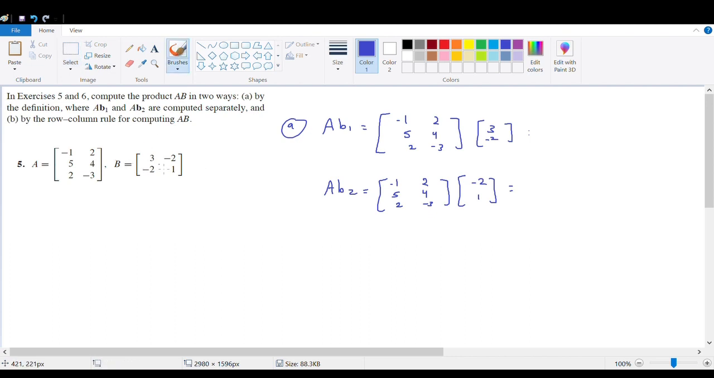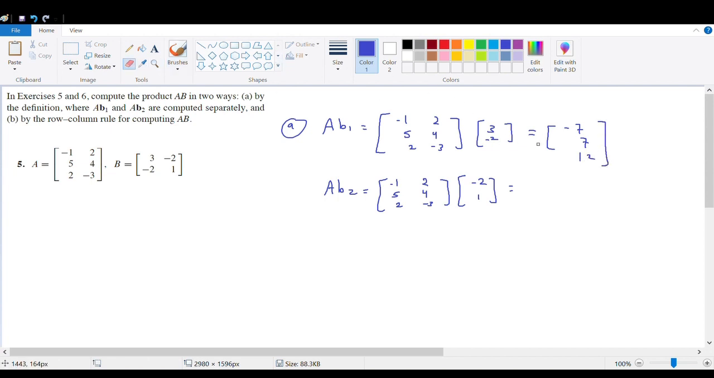So now we multiply A by the first column, which is 3, minus 2. We multiply minus 1 by 3 plus 2 multiplied by minus 3. This will give us minus 7. Then 5 multiplied by 3 plus 4 multiplied by minus 2. This will give us 7. Then 2 multiplied by 3 plus minus 3 multiplied by minus 2. This will give us 12.